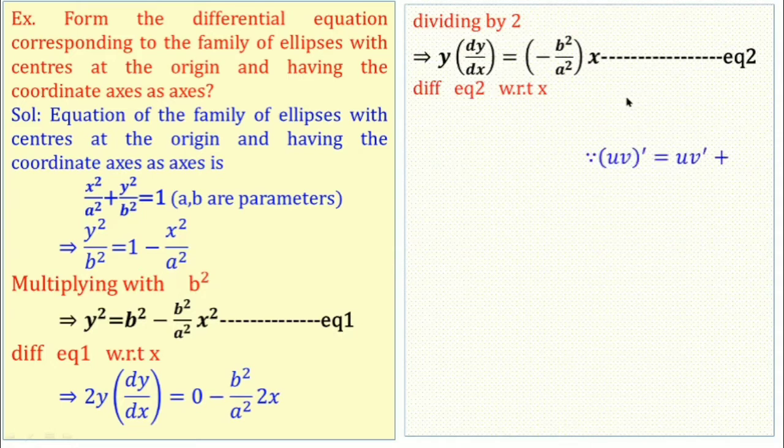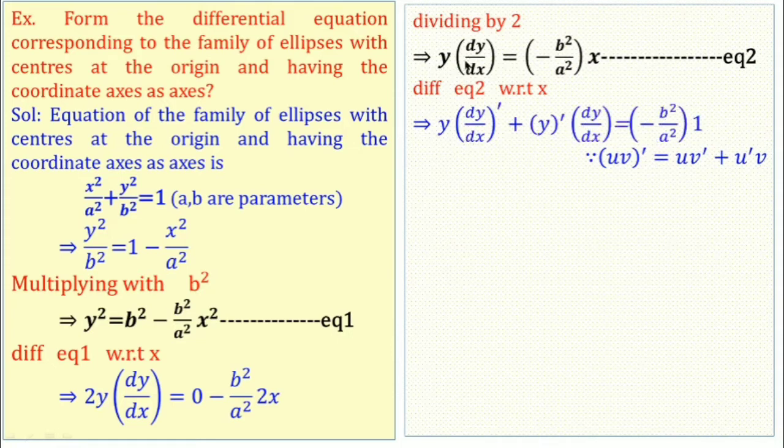So we get here we have y into dy by dx. So to differentiate this term, we have to apply this u into v formula. What is u into v formula? Or differentiation of the product formula, u into v dash plus u dash into v. So according to this formula, here we get the derivative of this term like this. First y as it is, and derivative of this second term, plus derivative of this first term, second term as it is, is equal to, here this is a constant, minus b square by a square, and differentiation of x is 1. So here to differentiate this one, we use this u into v formula.